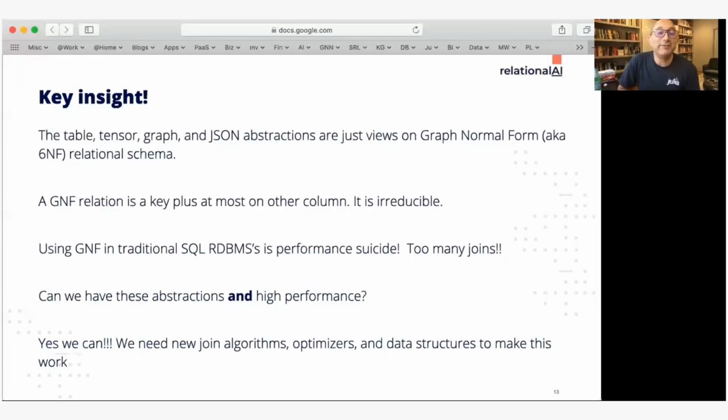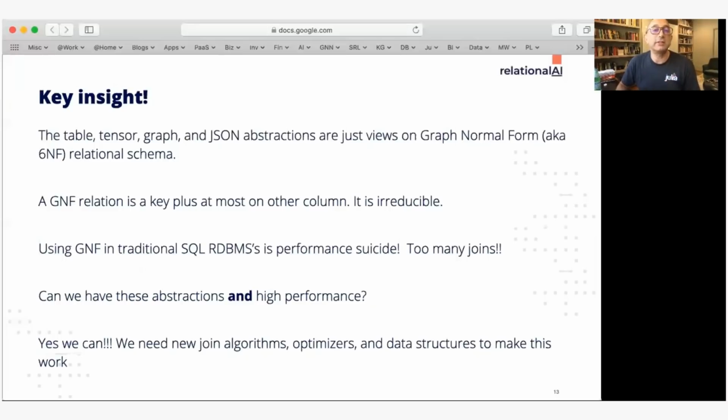Most people have never heard of graph normal form and 6 normal form because they're not practical to implement in traditional SQL relational databases. You end up with way too many relations, way too many tables, and then you have to join them all back together, which is super expensive in the context of those types of database engines. So you might ask, can we have the abstractions and high performance? And I'm here to tell you that yes, we can, as long as we use a new generation of join algorithms, optimizers, and data structures to make that work.